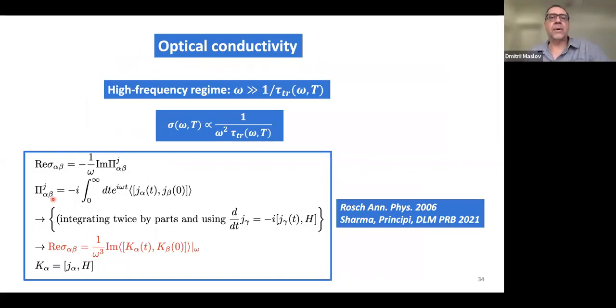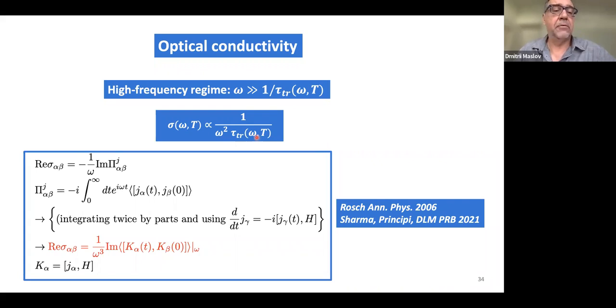Okay, so now I'm going to talk about optical conductivity. I'll be focusing on the high frequency regime, when frequency is much larger than the inverse transport time, which by itself is a function of frequency and temperature. In this regime, we expect the conductivity to scale as 1/ω². This is just coming from the formula, proportional to the scattering rate, which we need to figure out.